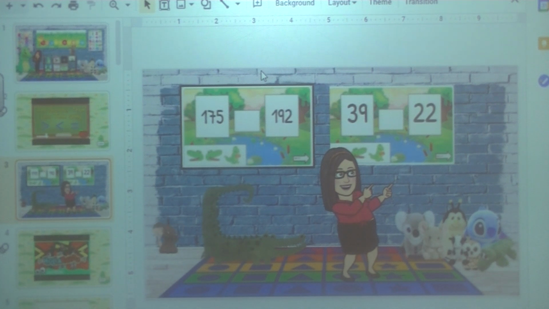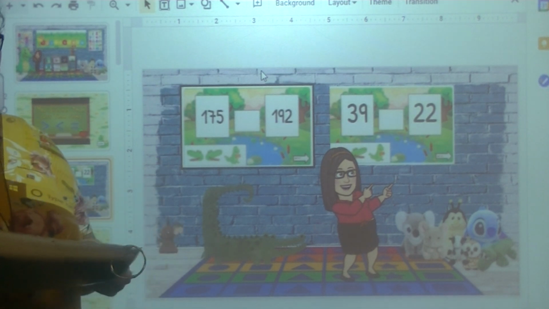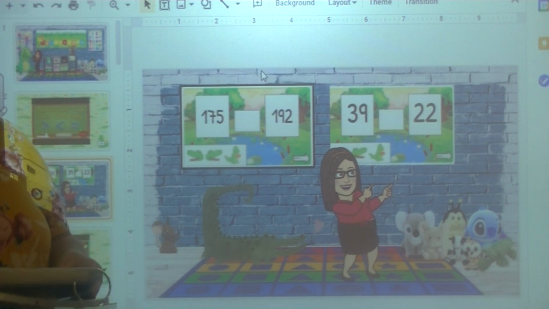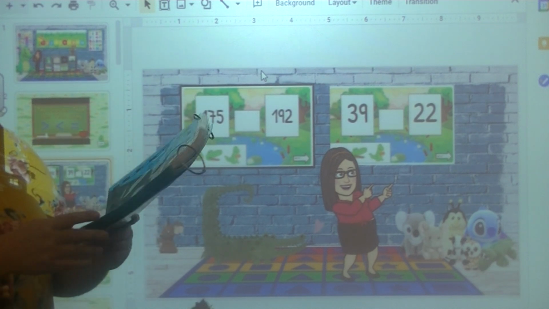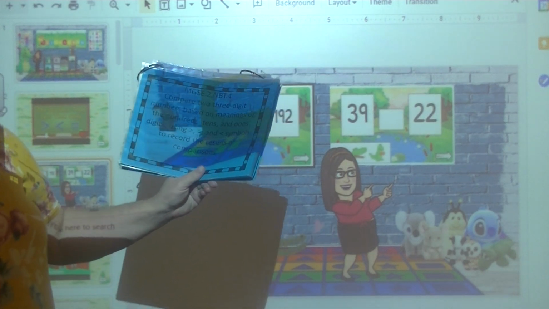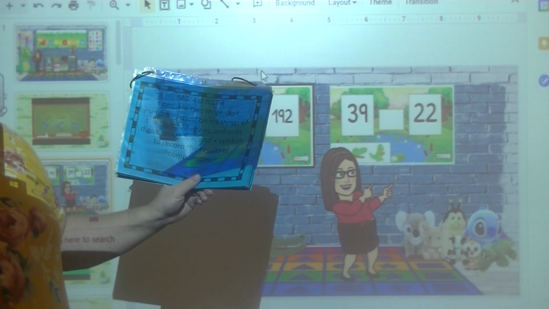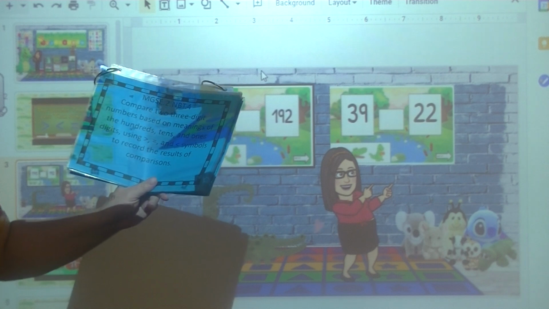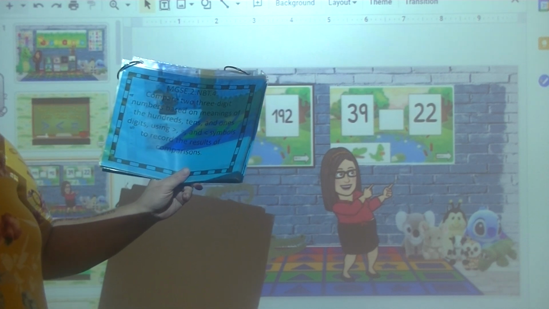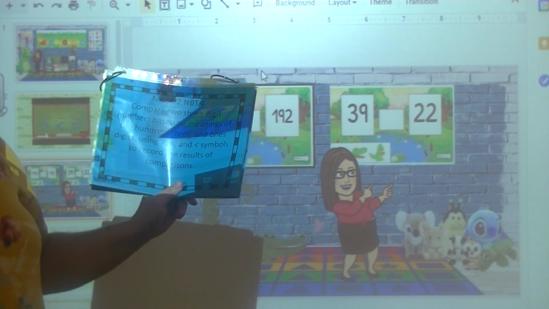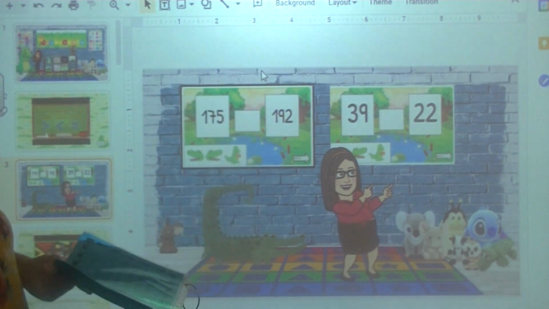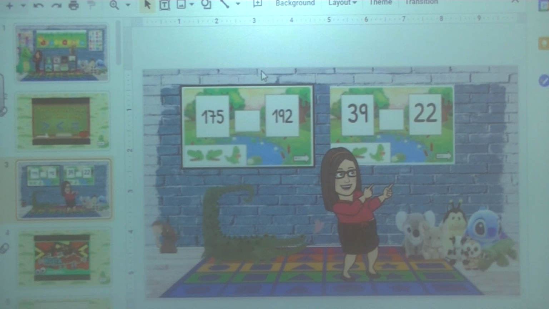Guys, we're going to continue working today on comparing 2-digit and 3-digit numbers. Our standard says that we can compare two 3-digit numbers based on the meanings of the hundreds, tens, and ones digits using the symbols greater than, less than, and equal to, and record our comparisons. That's what we started working on yesterday.